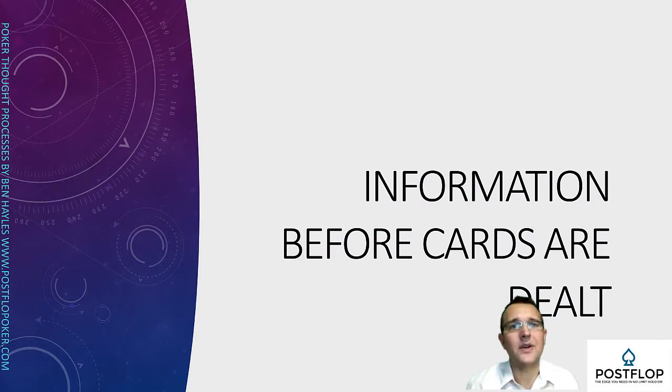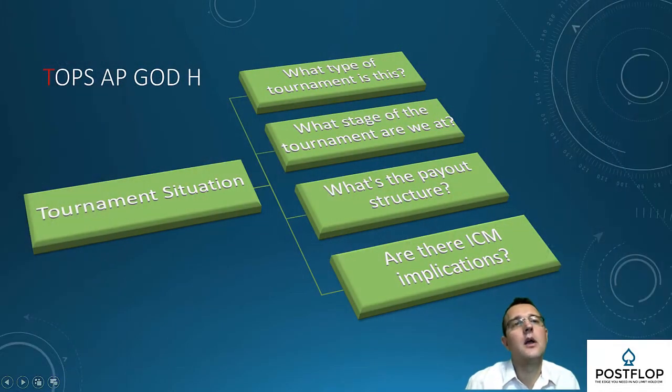Let's now focus on each of the first 4 elements, TOPS. T is for tournament situation. When we're playing in a tournament, there are a few key questions to ask. These are not the only questions, but they are the key ones. We need to know, what type of tournament is this? What stage of the tournament are we at? What's the payout structure? And are there ICM implications?